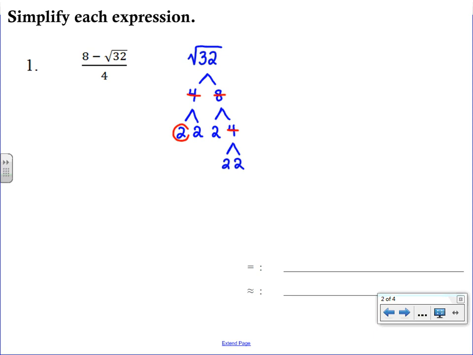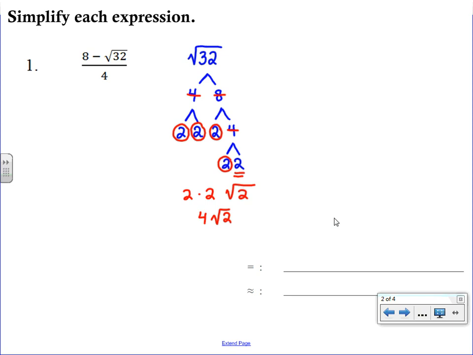I notice that I have a pair of 2's here, which means I have a 2 outside for sure. I have another pair of 2's, and notice how I circled that last pair. The pairs do not have to be right next to each other. You just have to have 2 numbers that are the same. This last 2 doesn't have a pair, so that has to remain inside the radical. So I conclude that the square root of 32, in simplest radical form, is equal to 4 times the square root of 2.